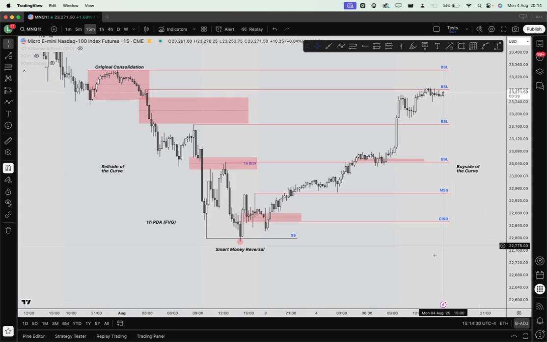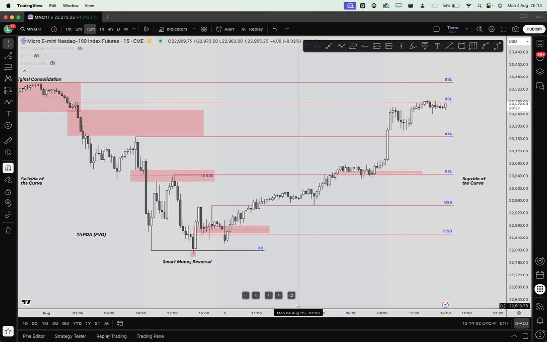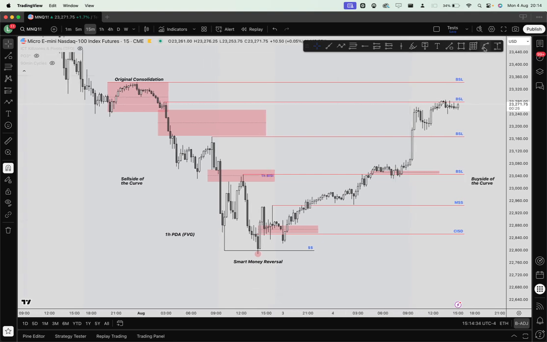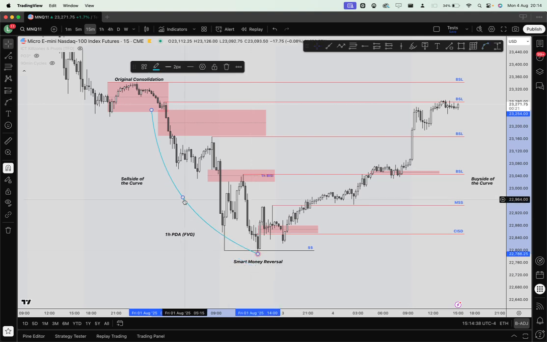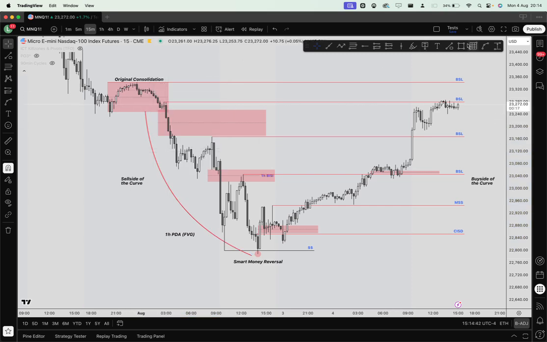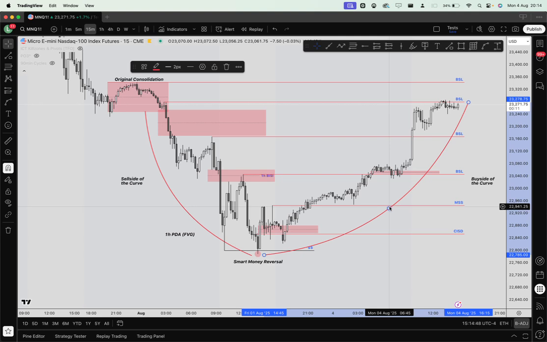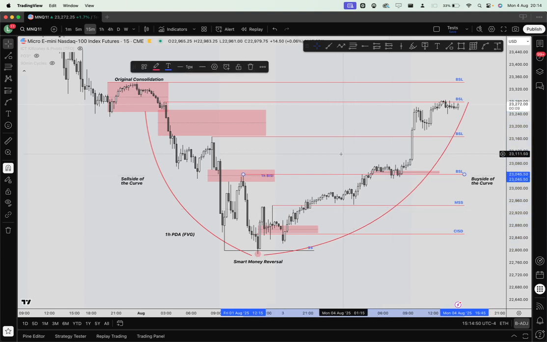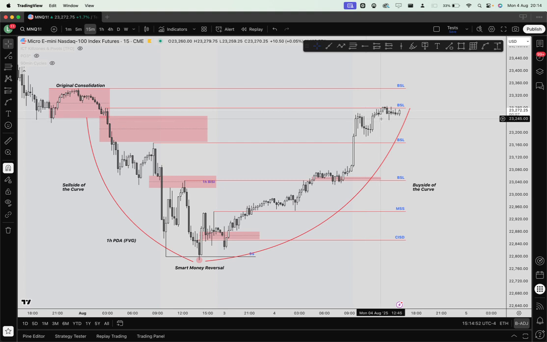Now, we call this the buy side of the curve. So if I just mark out the curves again, we've got the sell side of the curve here. This is where we're generating buy side liquidity. And then on the right side, we have the buy side of the curve. So this is where we are taking buy side liquidity. So we are taking these levels and we are also generating sell side liquidity. So these levels here are sell side liquidity.